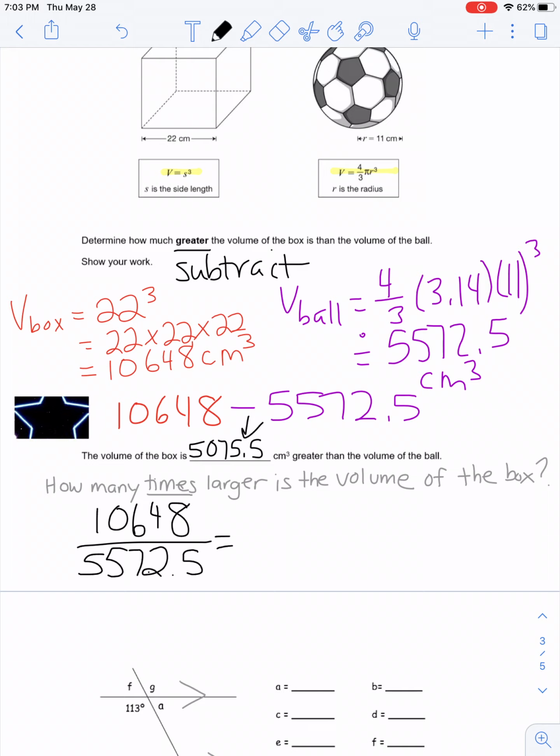And that would give us an answer not in centimeters cubed, because we're not talking about how much extra space there is, like when we subtract, but how many times larger the box is. So it would be approximately 1.9 times larger. I'll just use the symbol for times there.